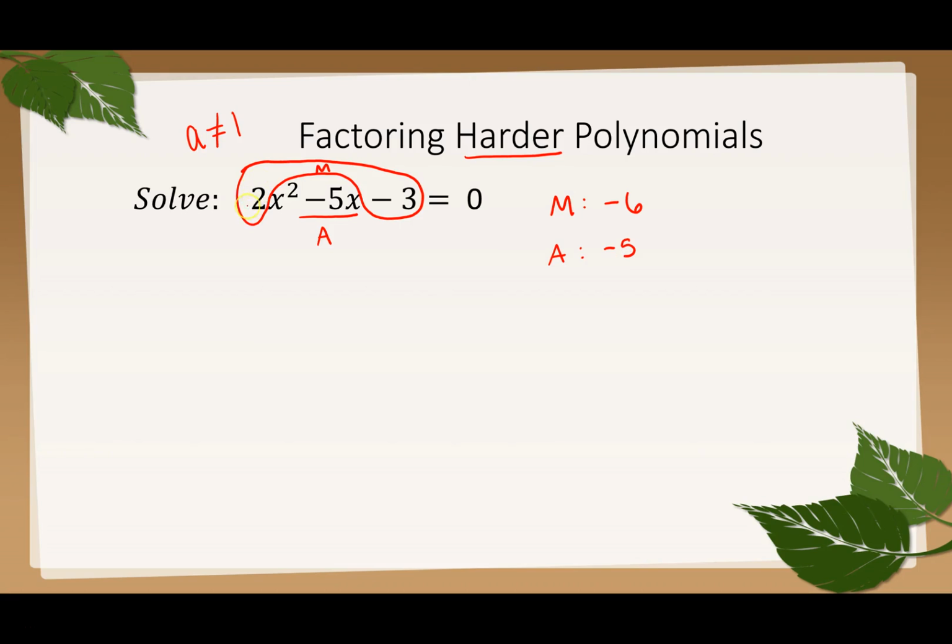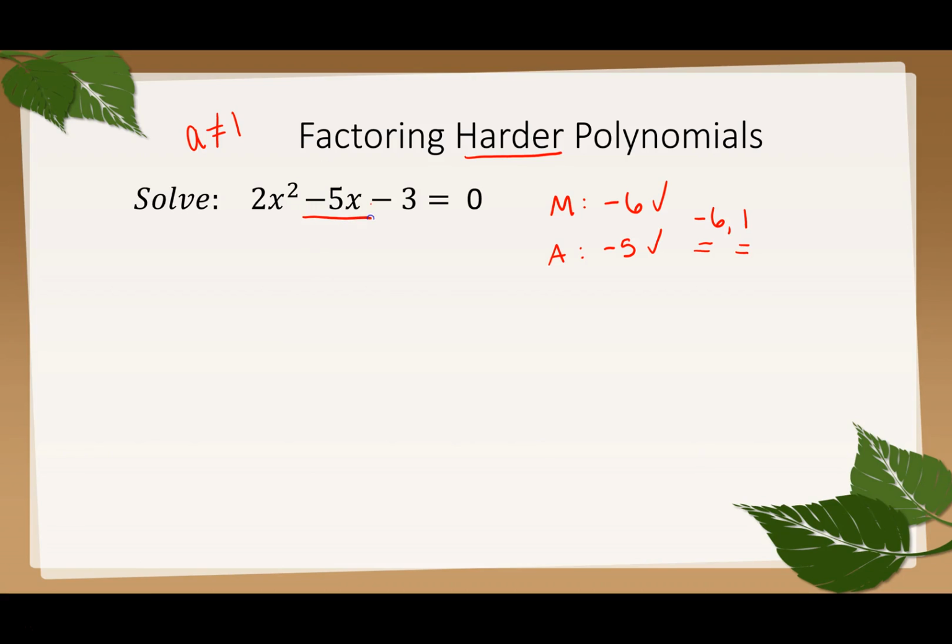Again, I circle these two numbers, 2 and -3. That's how I get my -6. And the add number I still get from the middle. All right, so what two numbers will multiply to -6 and add to -5? Well, that will be a -6 and a 1, because -6 times 1 is -6, and -6 plus 1 is a -5. All right, now the next step is different.